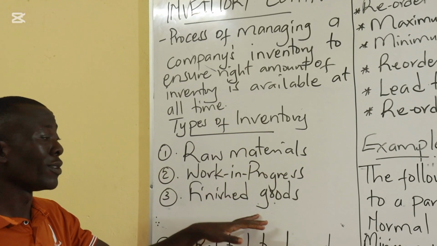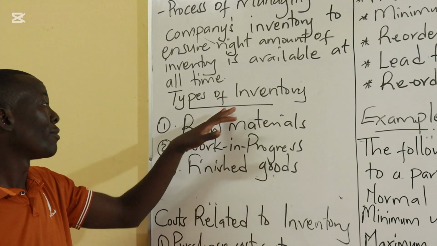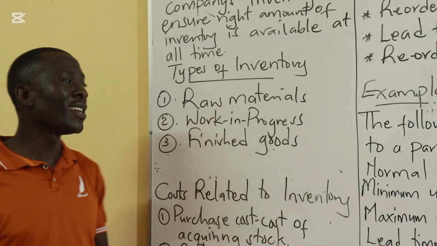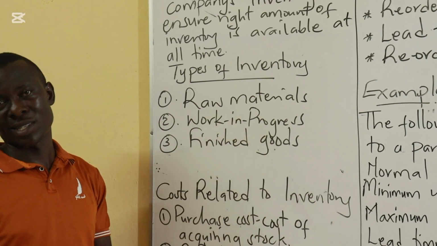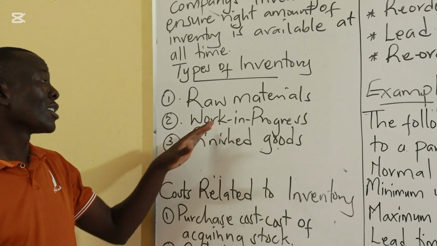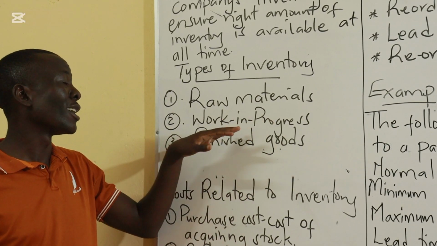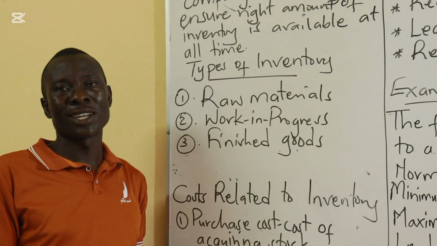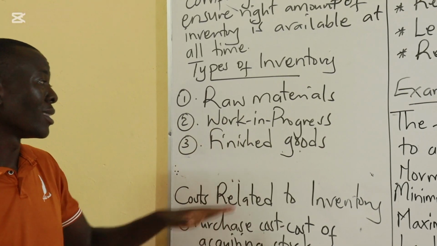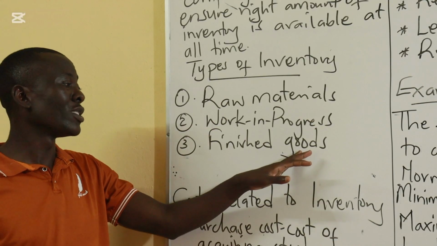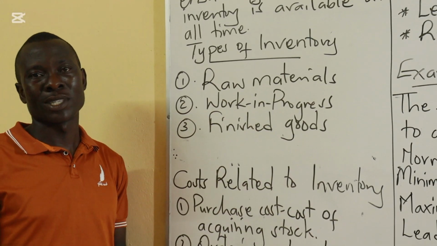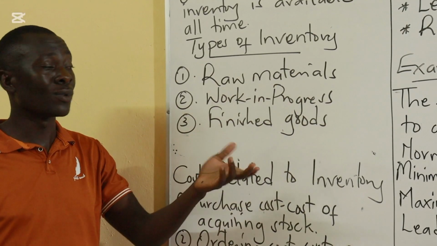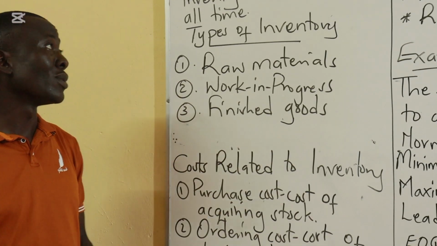We have three types of inventory, and the first type is raw materials, and these are just the commodities or the goods that we need in order to make our production. The second type is work in progress. This is the commodities that are being produced but they are not ready for use, they are not ready as final commodities. And three, we have finished goods, which are goods that are ready for consumption after going through the production process, that are ready for sale and for consumption. We call them finished goods.